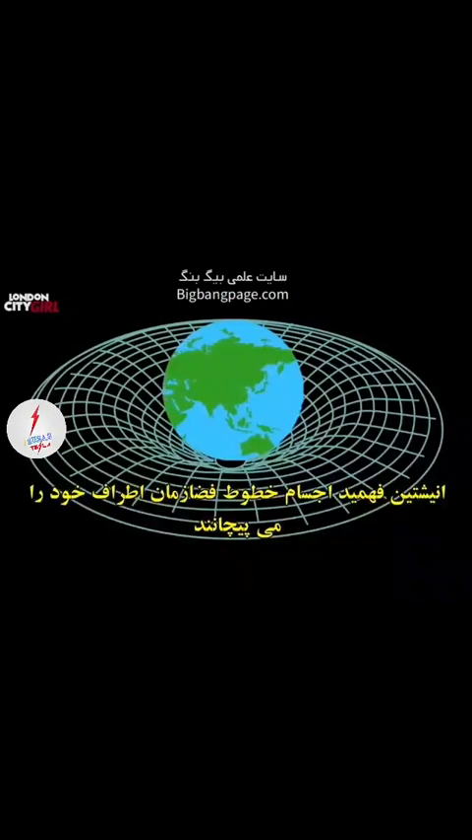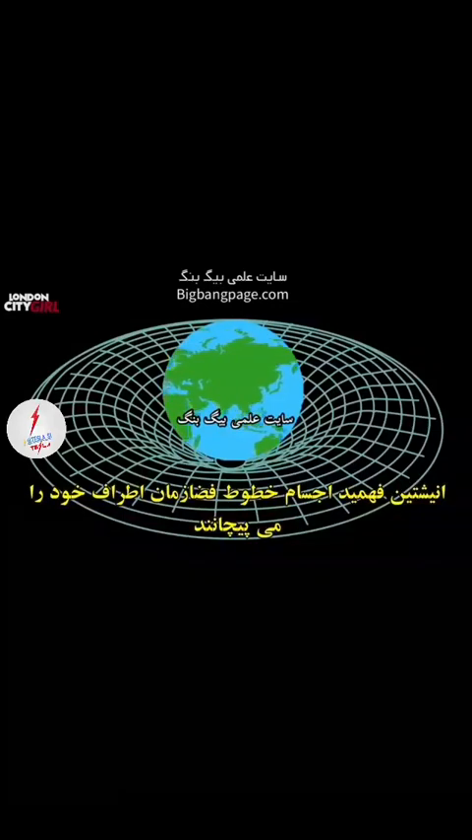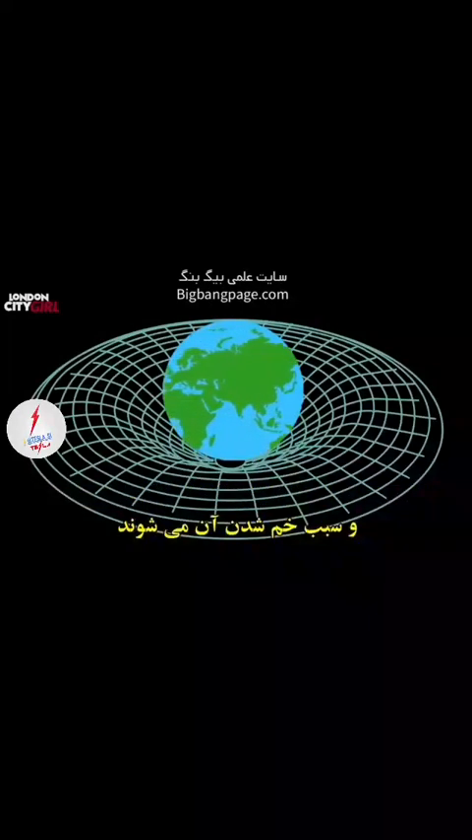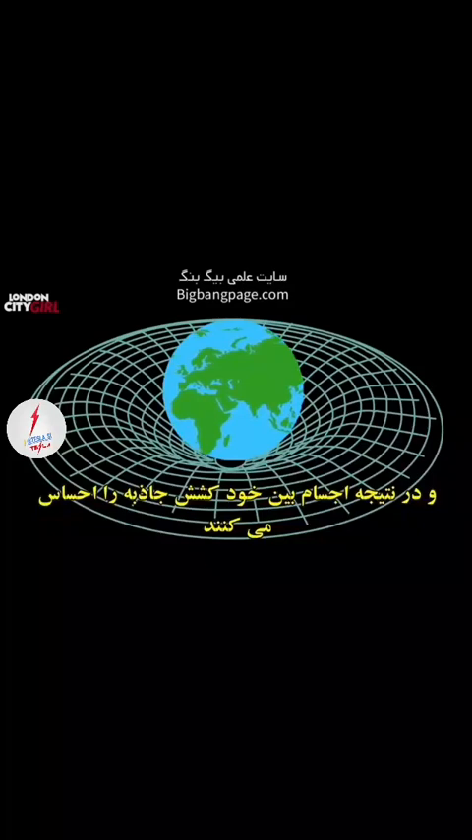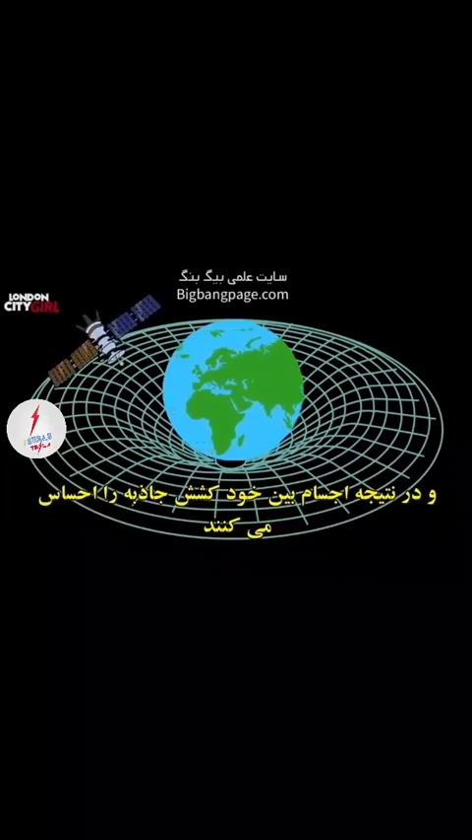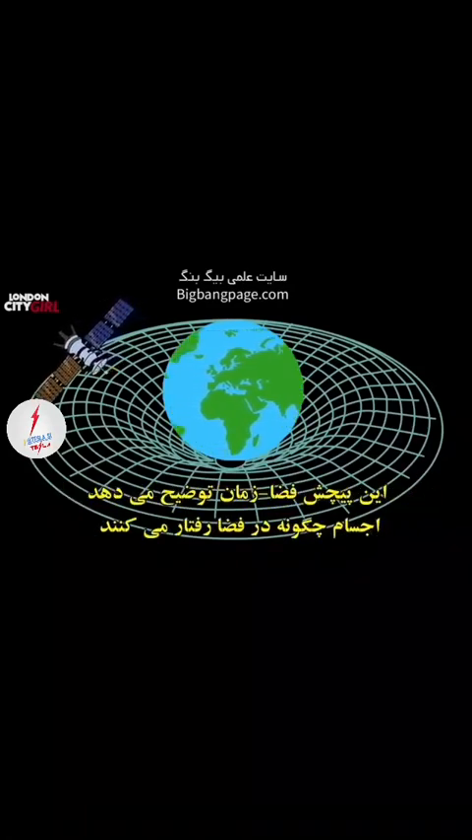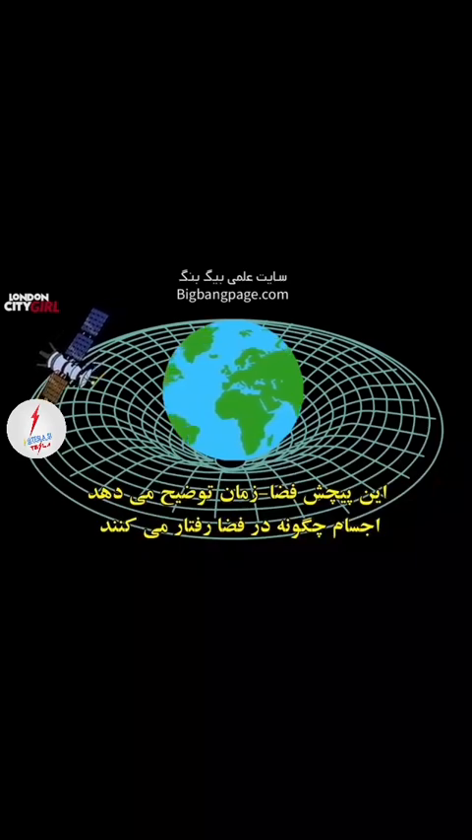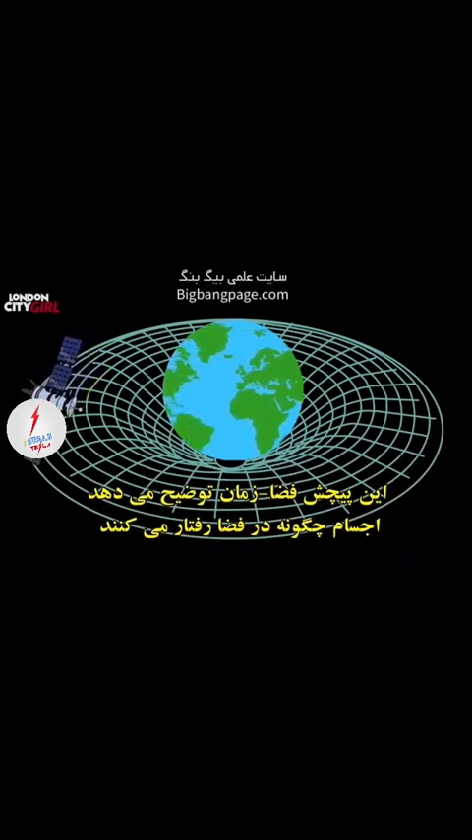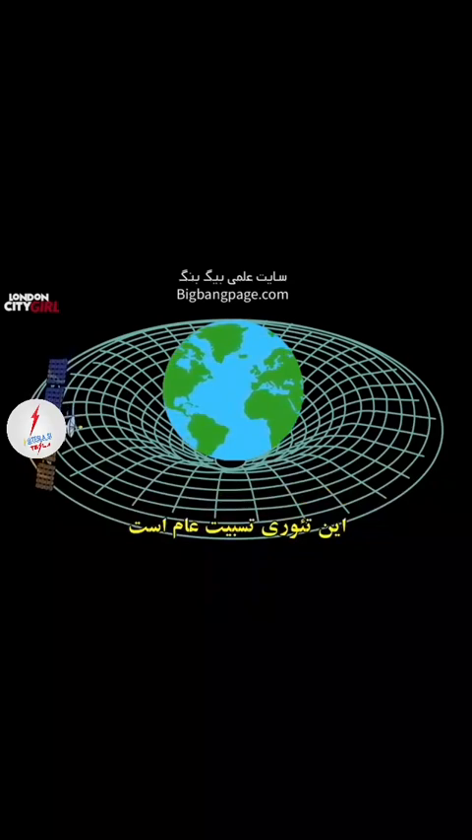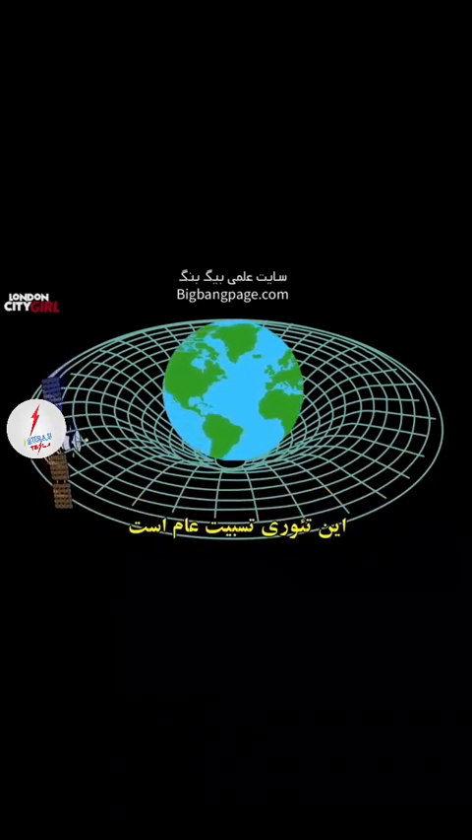Einstein theorized that objects warped space-time around it, causing it to become curved, and as a result, objects experience gravitational attraction to each other. This warping of space-time explains how objects behave as they move through space. This is the general theory of relativity.